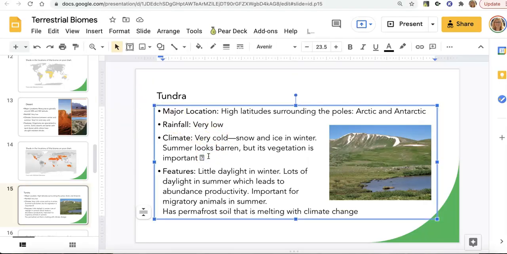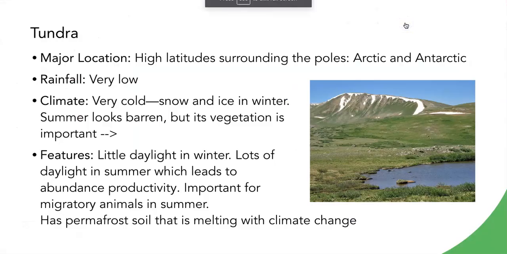And I'm going to fix this little question mark. It's not supposed to be a question mark. It's supposed to be an arrow to show you summer picture. So that's the tundra in the summer, and it's really important for migratory species. Now, the tundra being so far north has very little daylight in winter, but lots of daylight in summer, which leads to abundant productivity. So you have all that light and so much photosynthesis that animals migrate there in the summer because there's so much photosynthesis happening, which drives a very active food chain.